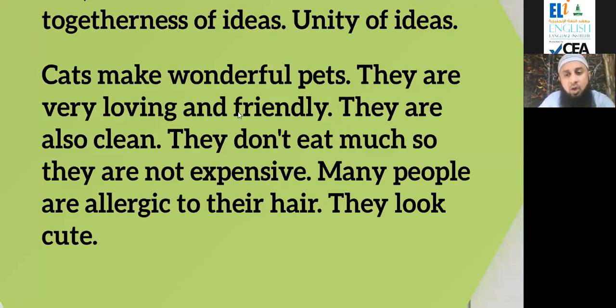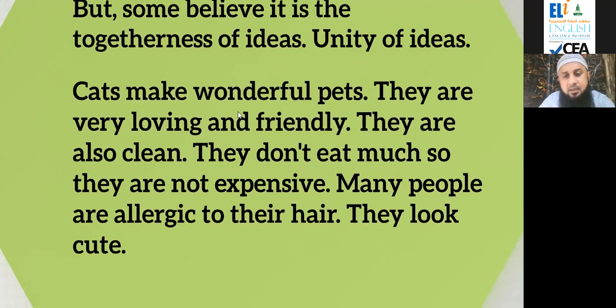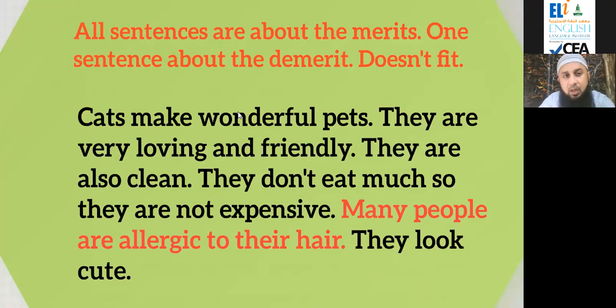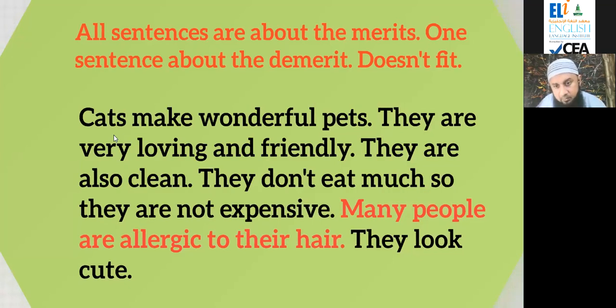Okay, so the irrelevant sentence here is that many people are allergic to their hair. That means all the sentences are about the merits, the good things about cats as pets. One sentence about a demerit looks bad. It doesn't fit, because all are qualities, and then one problem comes. So this is where you have to be careful. In a single paragraph, you have to write very carefully either good things or bad things. Don't mix them up. This is the beauty of writing style. We learn something more about it.